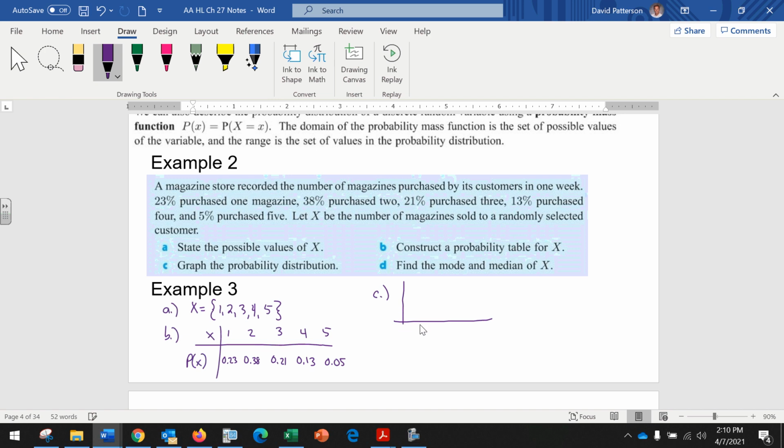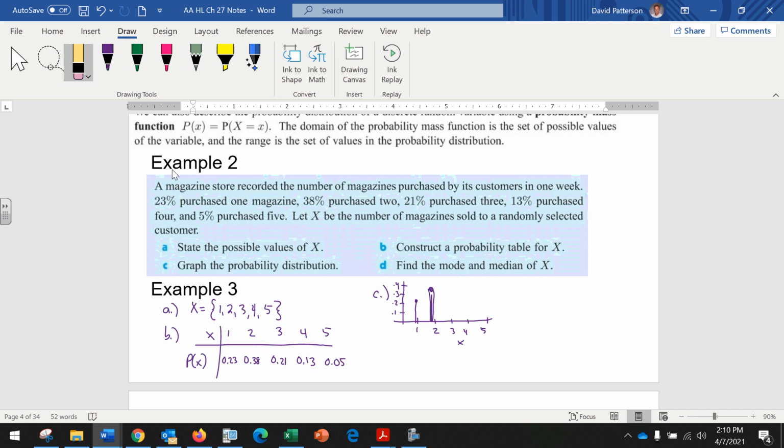C says make a graph of the probability distribution. And it doesn't matter if I use a spike graph or a column graph. Just going to put those values there, 1, 2, 3, 4, and 5. Label that as x. Now my probabilities, I only need to get up to 0.4. That's my highest one there. So I'll count by 0.1. 0.1, 0.2, 0.3, 0.4. And then I'll just do a spike graph here. So we're going to go up. That's about 0.23, 0.38, and this is about there.